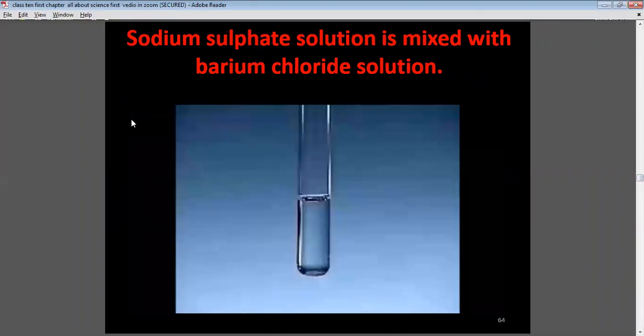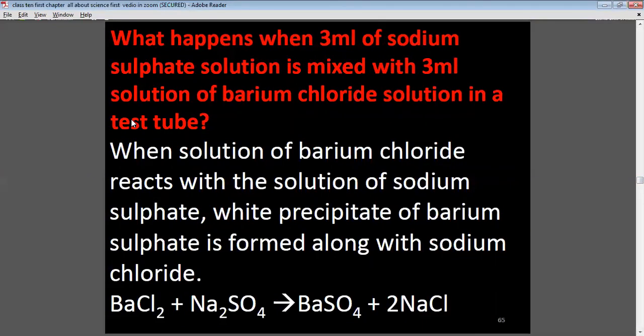This is the figure for sodium sulfate solution mixed with barium chloride solution. What happens when 5 ml of sodium sulfate solution is mixed with 3 ml of barium chloride solution in a test tube? When barium chloride solution reacts with sodium sulfate solution, a white precipitate of barium sulfate is formed along with sodium chloride. The formula: BaCl2 reacts with sodium sulfate, Na2SO4, forming BaSO4 and 2 molecules of NaCl.